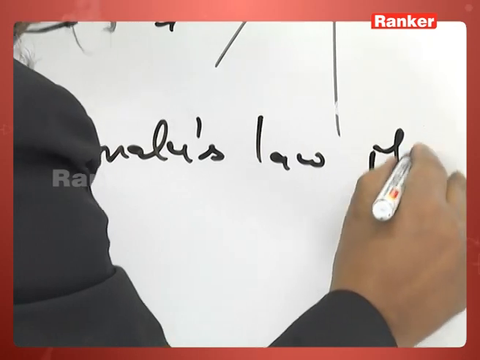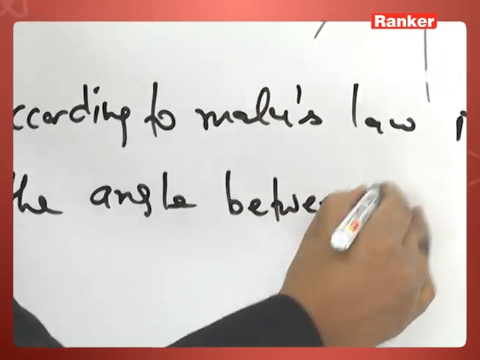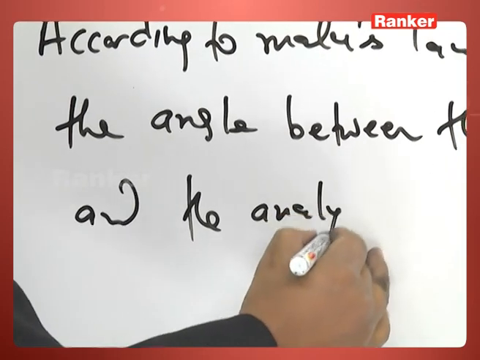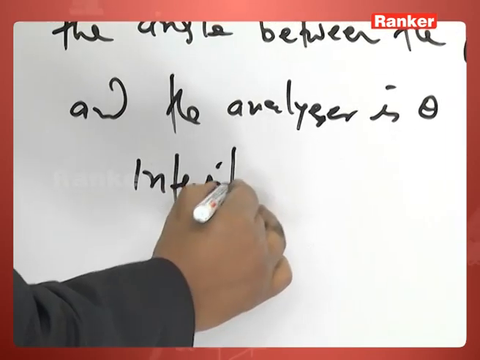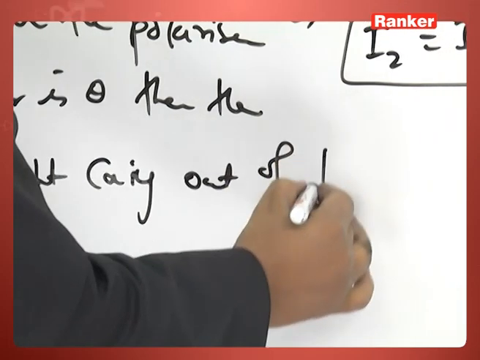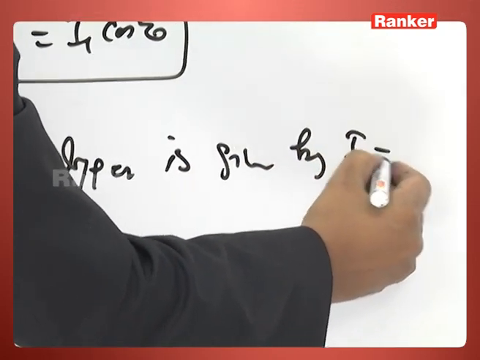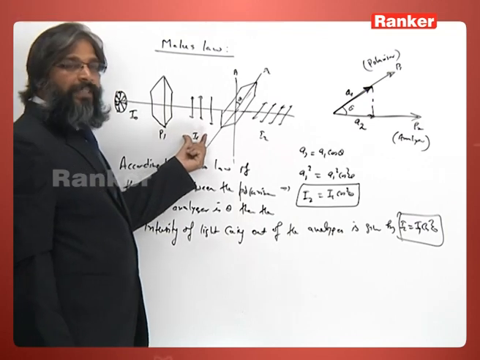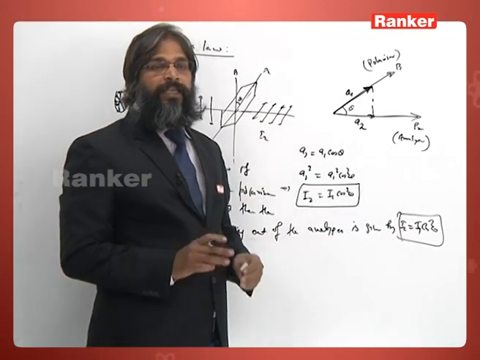According to Malus law, if the angle between the polarizer and the analyzer is theta, then the intensity of light coming out of the analyzer is given by I2 is equal to I1 cos square theta. Now, if this is I0, this I know it is I0 by 2. So this will be I0 by 2 cos square theta. So this I2 is equal to I1 cos square theta is Malus law.